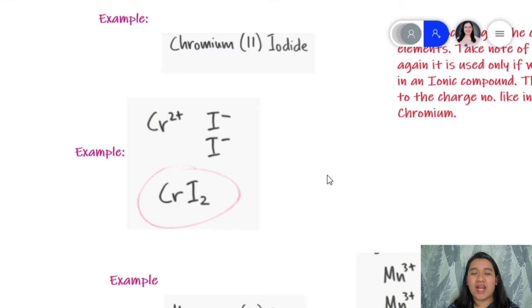Why CrI2? Because again, we literally count the elements present in our equation. So we have 1 chromium, Cr, and then we have 2 iodine, so I2. CrI2 is the chemical formula for chromium 2 iodide. This is the chemical name.